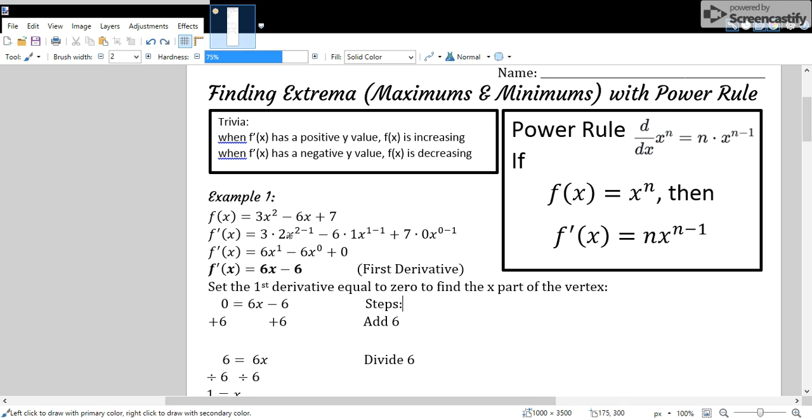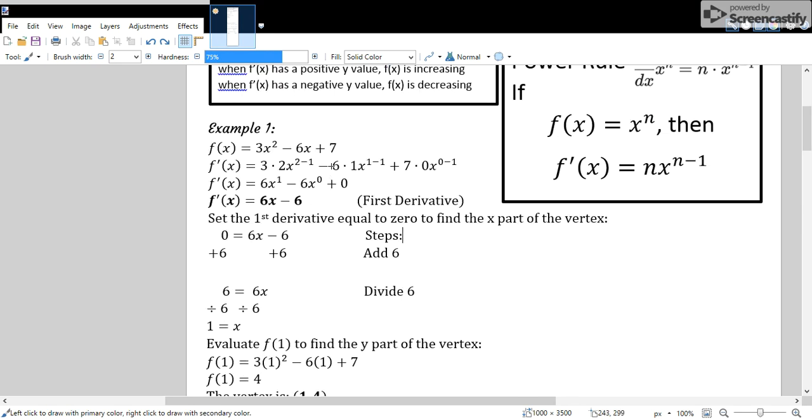F prime of x equals 3 times 2 times x to the 2 minus 1 power minus 6 times 1 times x to the 1 minus 1 power plus 7 times 0 times x to the 0 minus 1 power. So f prime of x equals 6 times x minus 6 times x to 0 plus 0. Well, anything to the 0 power is 1. We just have a plus 0 here. So our first derivative is equal to 6x minus 6.